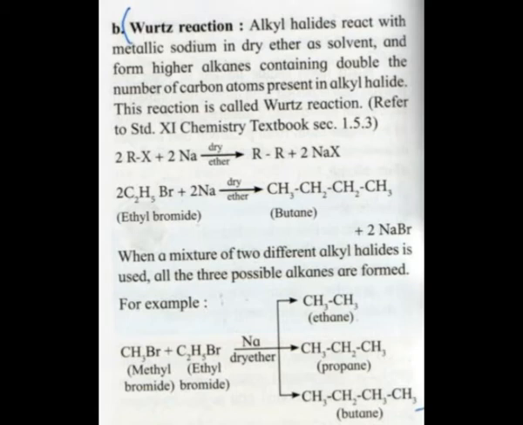When a mixture of two different alkyl halides is used, all the three possible alkanes are formed. For example, methyl bromide plus ethyl bromide reacting with sodium in presence of dry ether, you get a mixture of ethane, propane and butane. Just check out the molecular and the structural formulas.